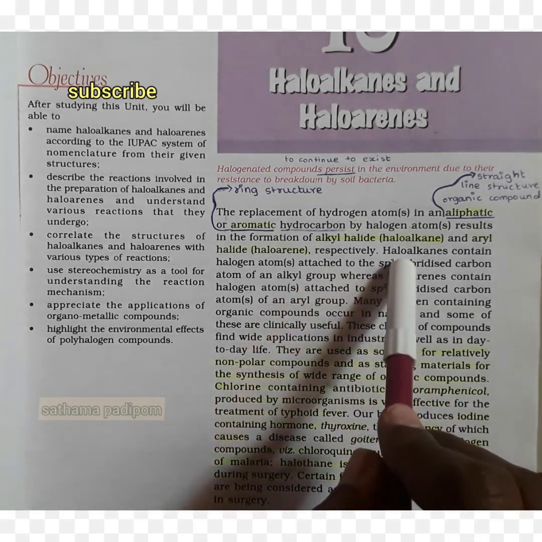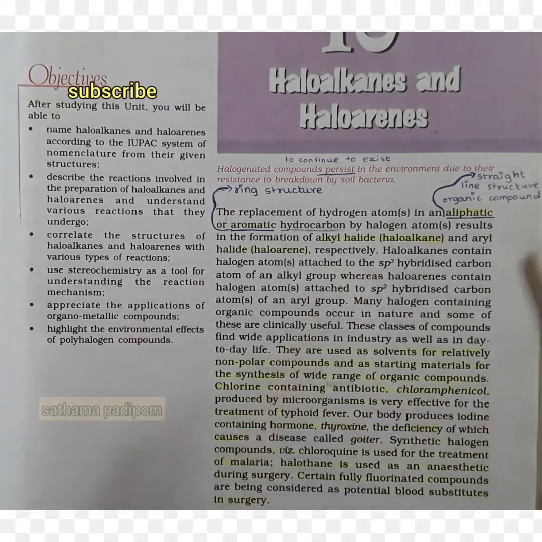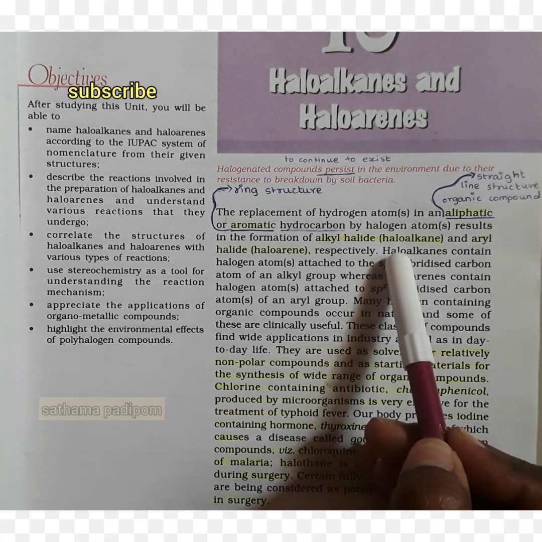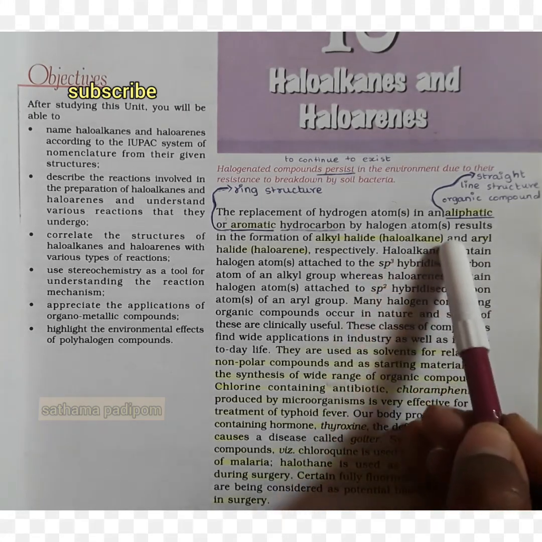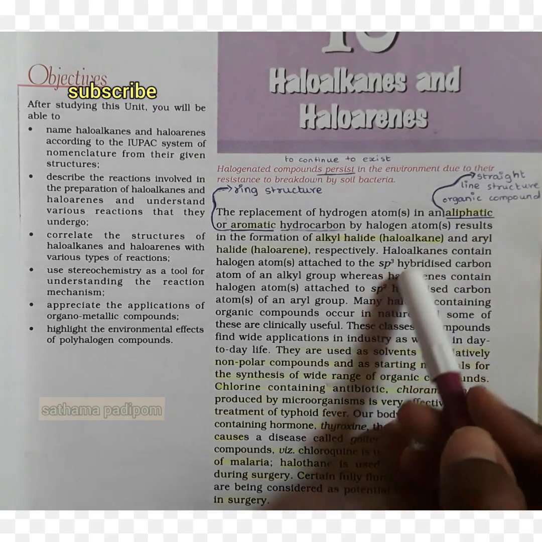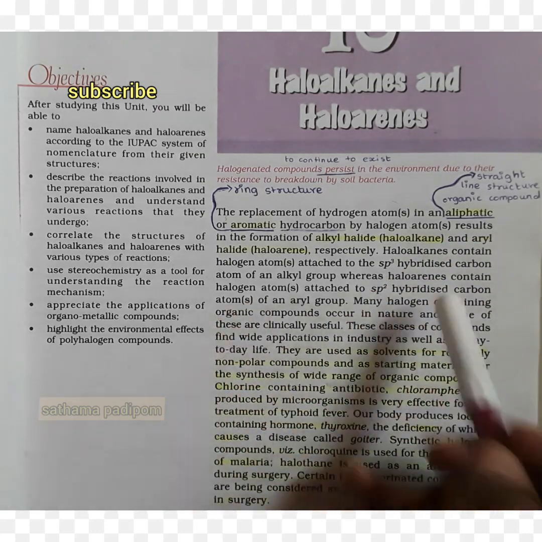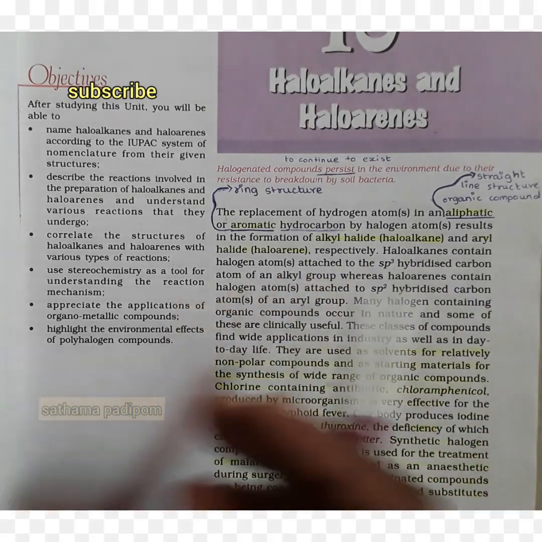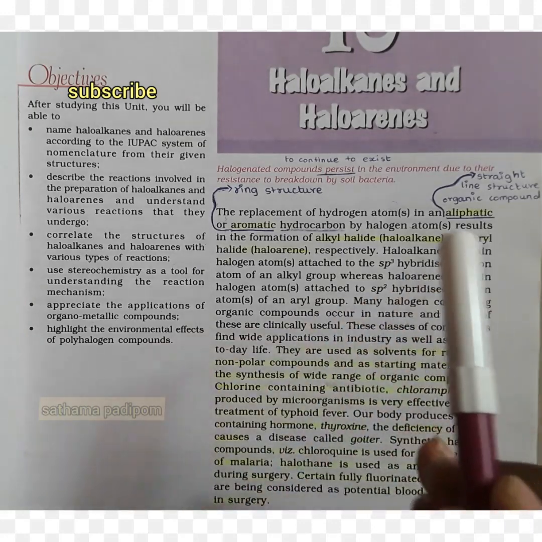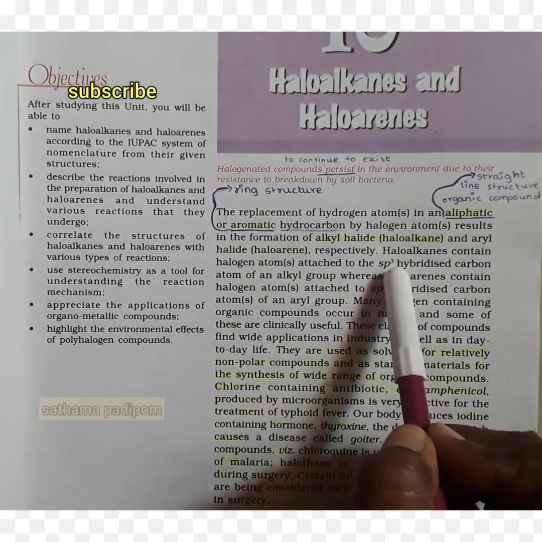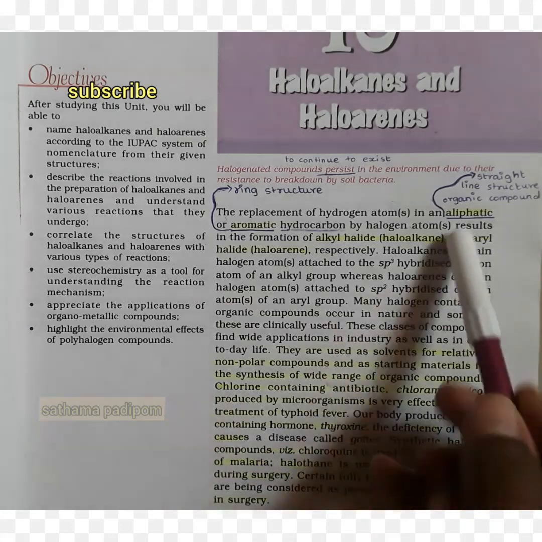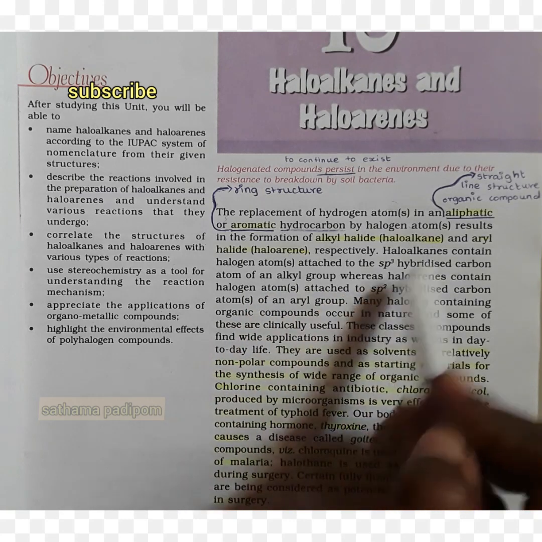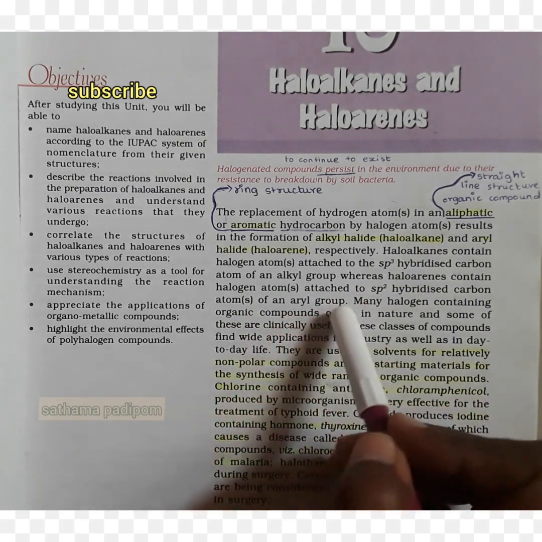Okay, next, haloalkanes. From the name itself you can say what the components are. Haloalkanes definitely have a halogen group along with the alkane group. Alkane in the sense, what is that? It is the sp3 hybridized carbon atoms. So you know the different hybridized atoms: sp, sp3, sp2, you have to know. So for alkanes it is sp3 hybridized carbon atom. Next, whereas haloarenes contain halogen atoms attached to the sp2 hybridized carbon of an aryl group.